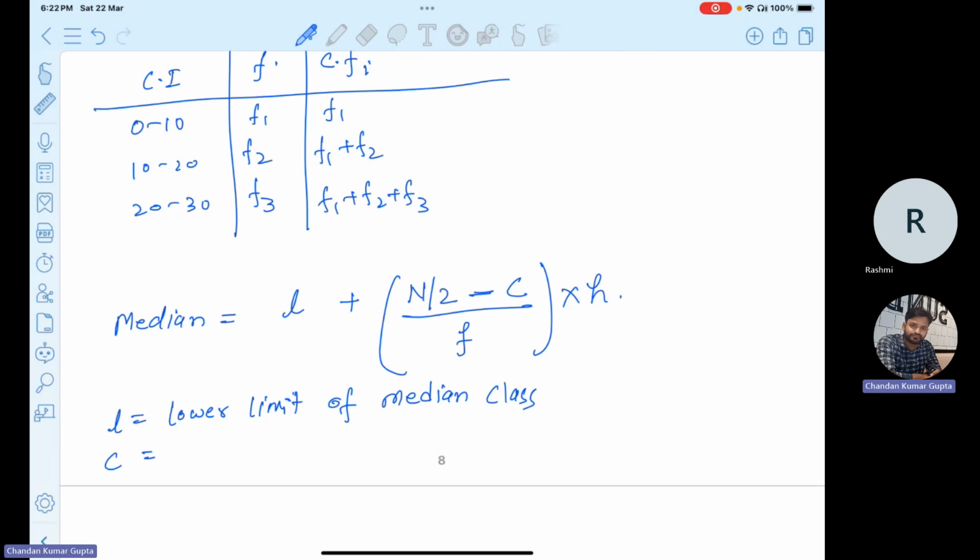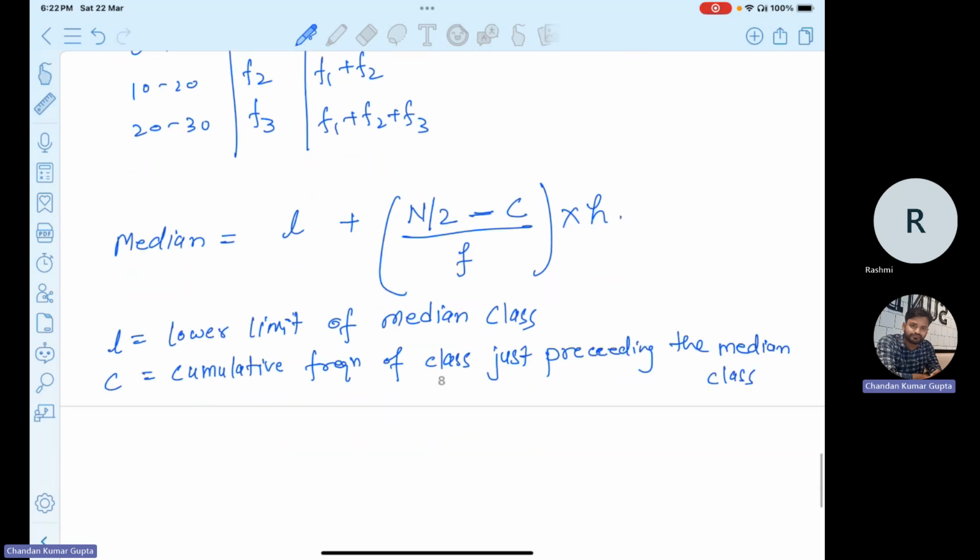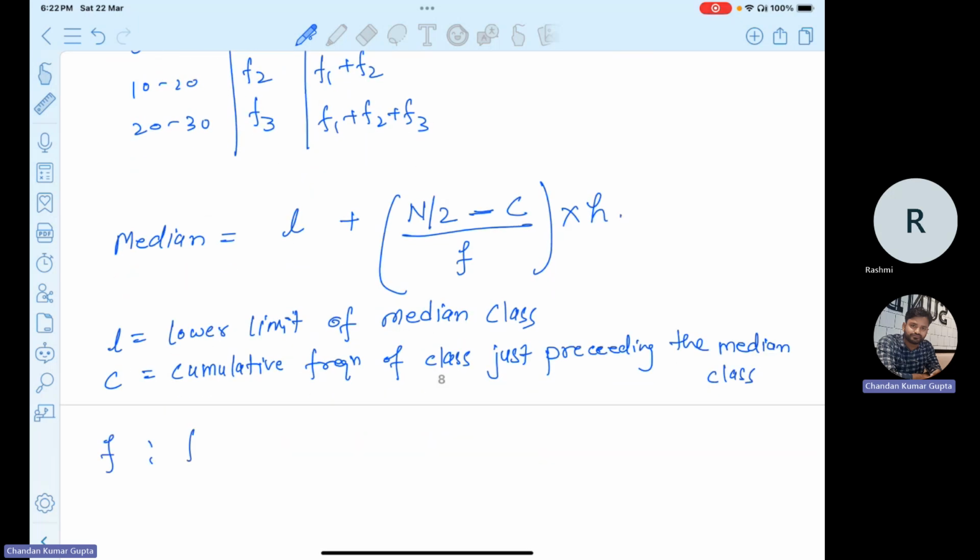Okay, C is the cumulative frequency of the class just preceding the median class, and F is the frequency of the median class, and H is the width of the median class. Okay, so this is how.